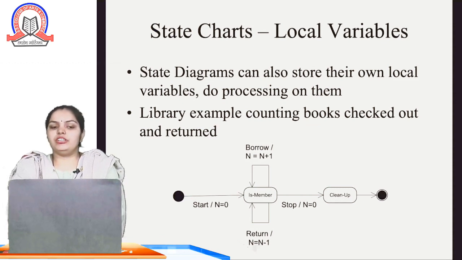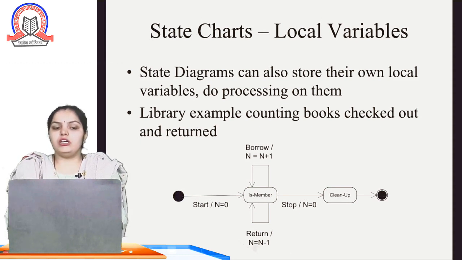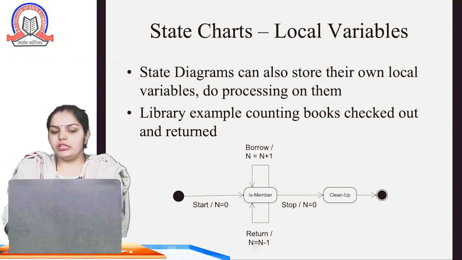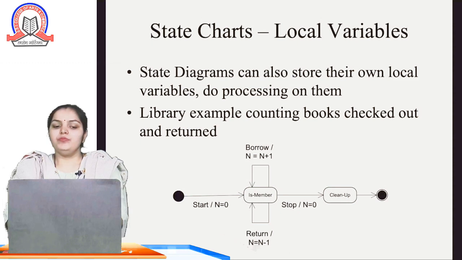The next is state chart local variables. Different local variables are there in the state chart diagram. A state diagram can also store its own local variables and do processing on them. Library example: creating books, checked out or returned. This is the state diagram for that. Here we start with the member as the action, starting if n is equal to 0. Then we check if n is equal to -1, which returns, meaning whether the book is returned or not. So this is the state chart diagram for the library system.